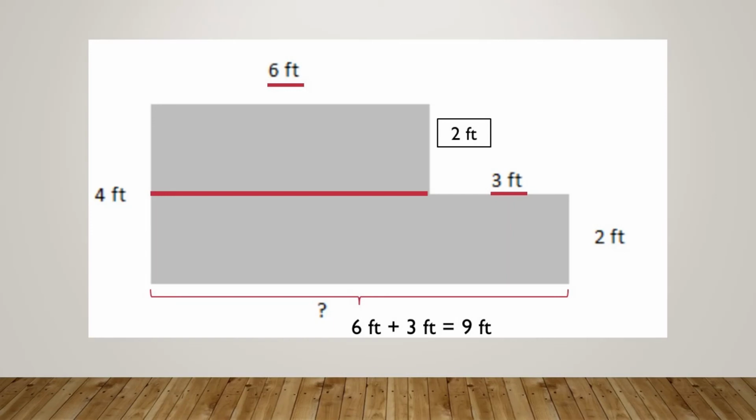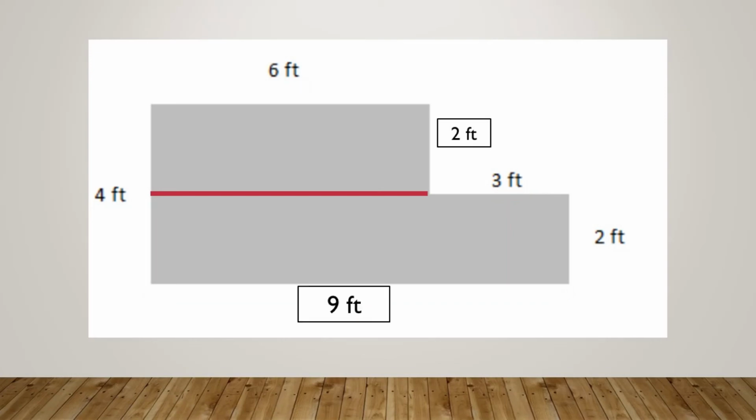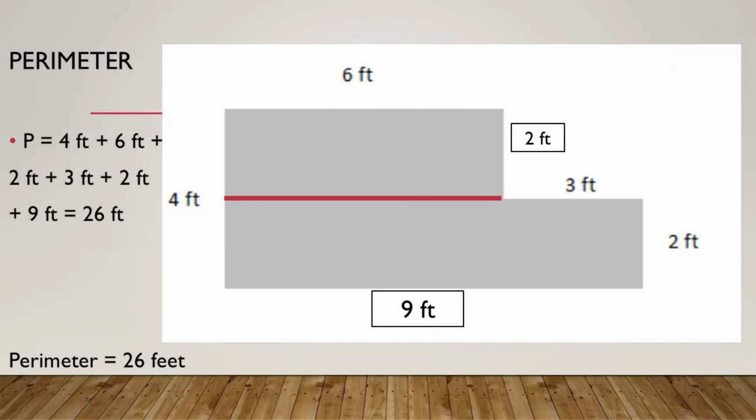Then we'll do the same with the missing horizontal side, using 6 feet and 3 feet. Add those together and you get a length of 9 feet across the bottom. Now we have all the information we need to find the perimeter of Adriana's patio, and this will tell us how much tile she needs to border the patio. Pause the video if you need time to find this answer. After adding all the sides, we find the perimeter to be 26 feet. That is how much tile Adriana will need.